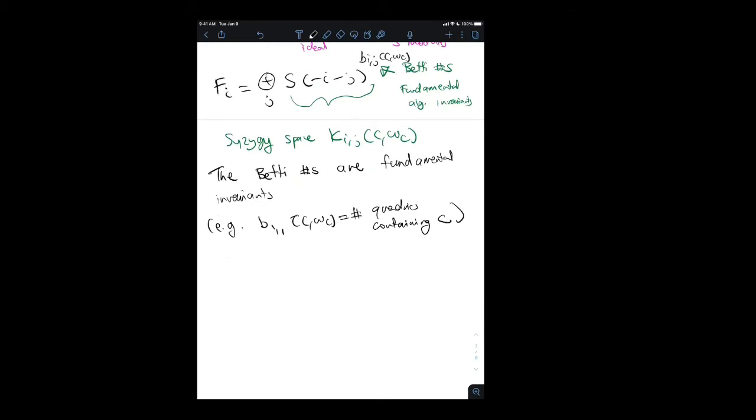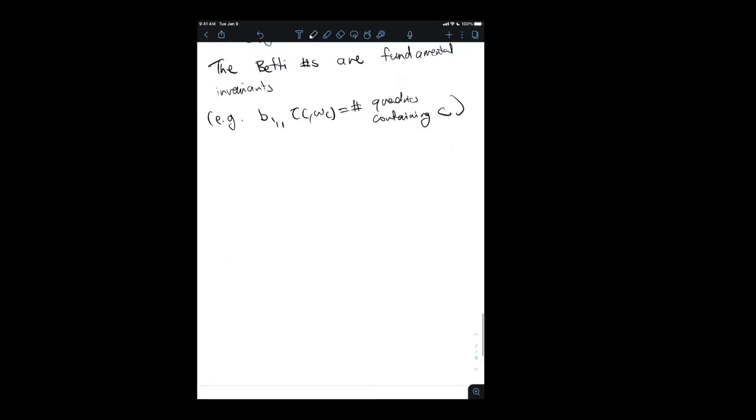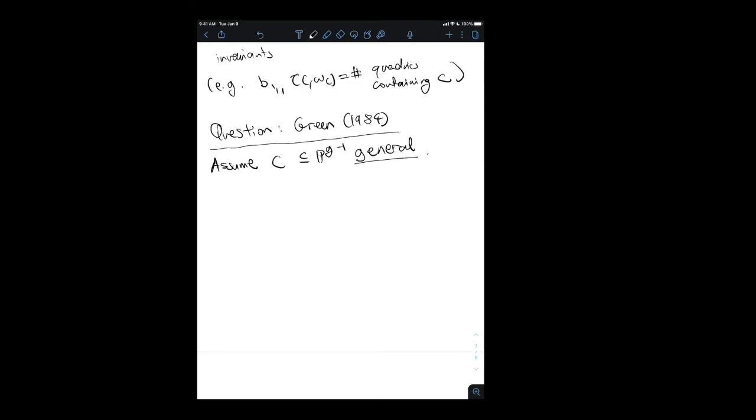Okay. So then Green's question is basically, what are the Betti numbers for a canonical curve? Very loosely. So, question: Green asked this in 1984. Assume that C is a general canonical curve. Let's focus on the case of general curves in this talk. And what are the Betti numbers?